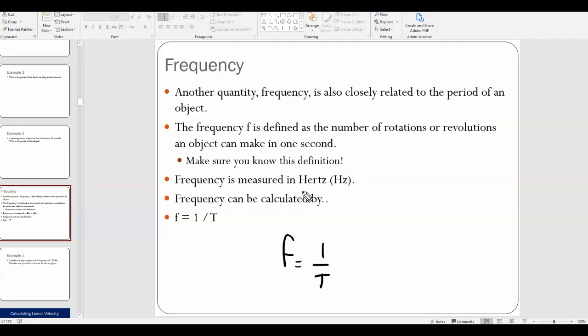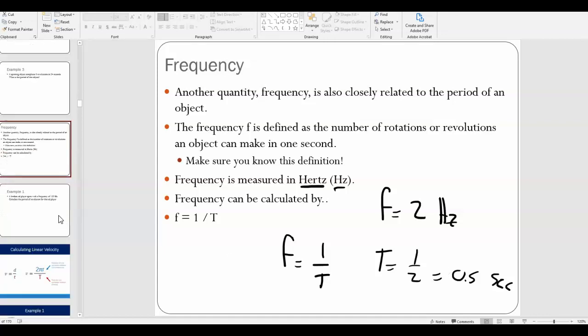The unit for frequency is hertz. It's named after the physicist who discovered radio waves, and it's given the abbreviation Hz. So if I had a frequency of, let's say, 2 hertz, I would write it like that. Frequency is measured in hertz. And of course, that would correspond to a period of 1 over 2, which would be 0.5 seconds. In other words, 2 hertz means it goes around 2 times every second. That means it takes half a second to go around once. So frequency and period are related to each other like that.